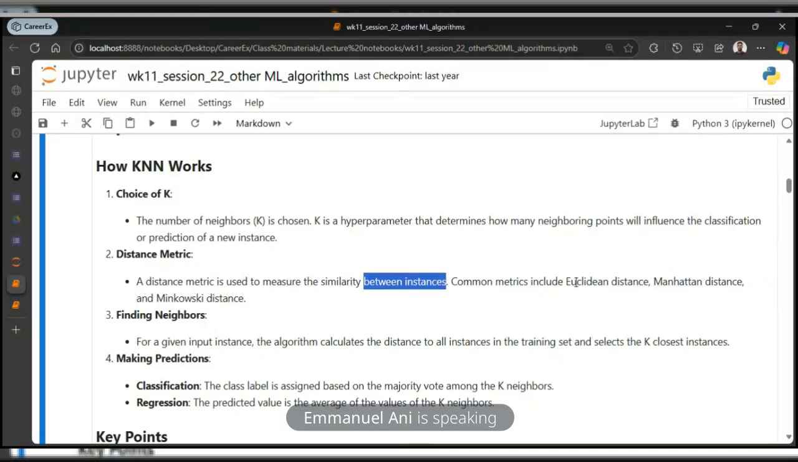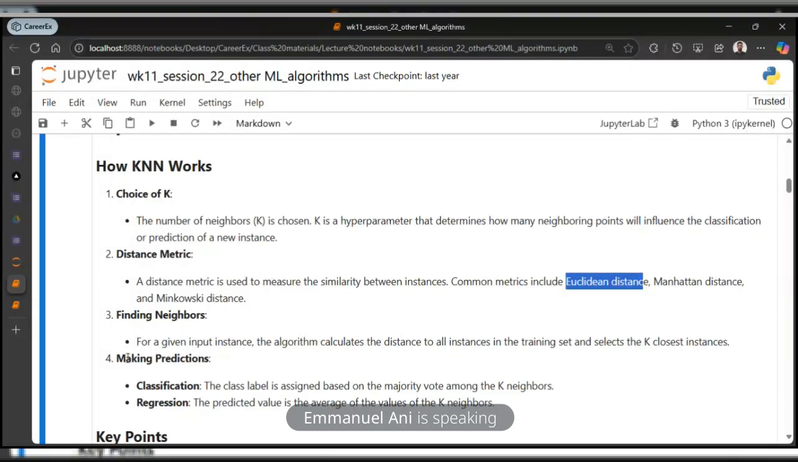We have Euclidean distance, right? We have Manhattan distance. We have Minkowski distance. These are the most common ones. The ones you will mostly be using are Euclidean distance or Manhattan distance. So this is what we call a distance metric. It determines the distance between your new or unknown data point and the closest data point, right?